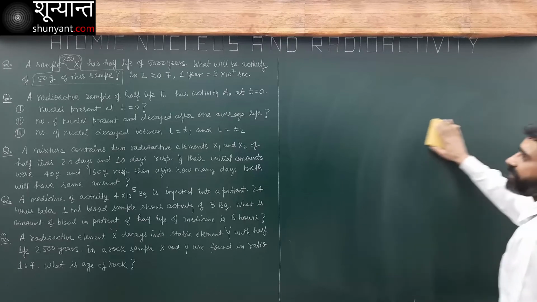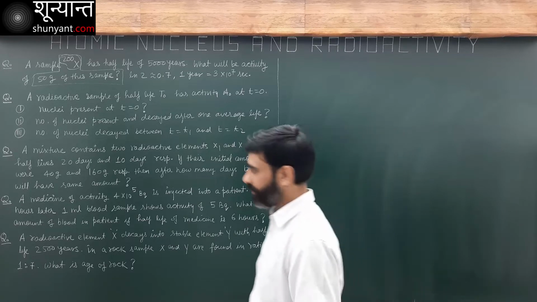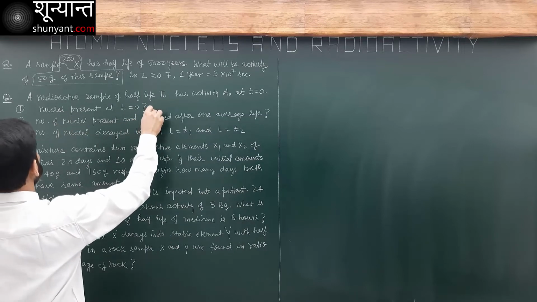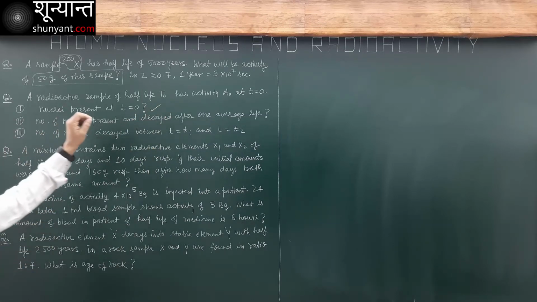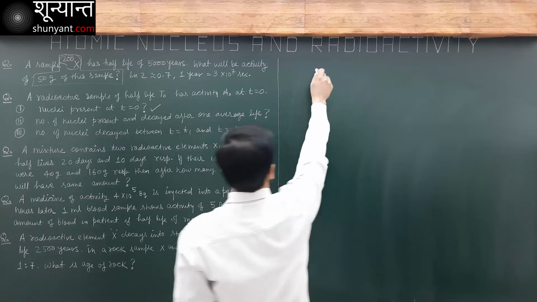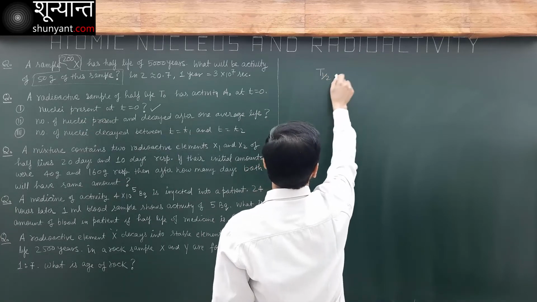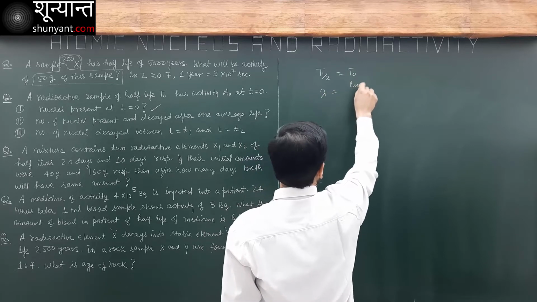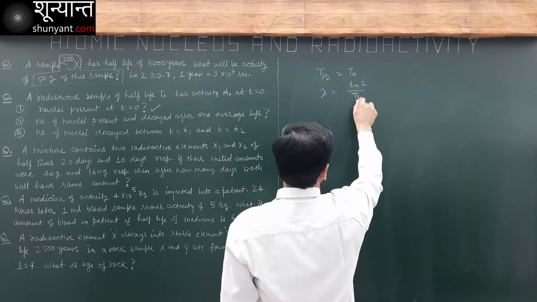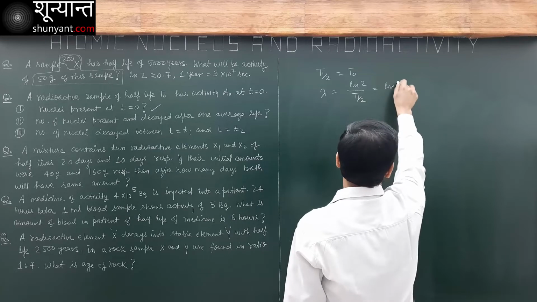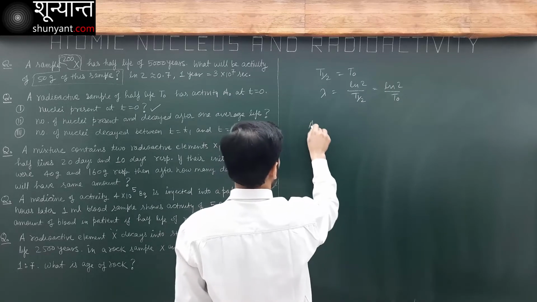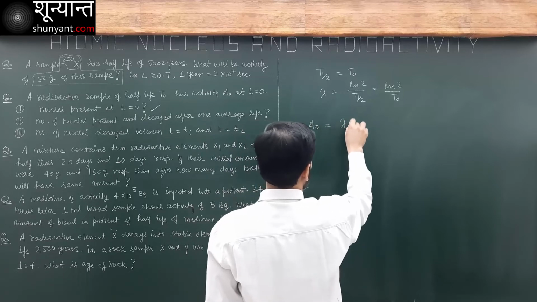At t equal to 0, the initial activity is given, half-life is given. I want to find the nuclei present at t equal to 0. Activity is given. Half-life is given. T half is equal to t naught. So what is lambda? It is ln2 over t half, which is ln2 over t naught. Now activity A naught is equal to lambda times N naught.